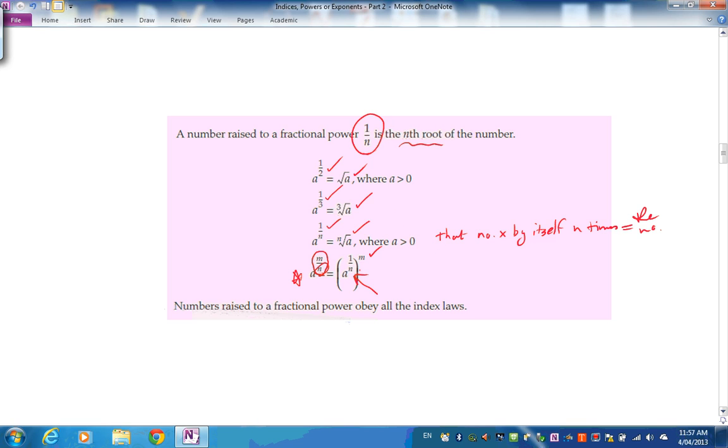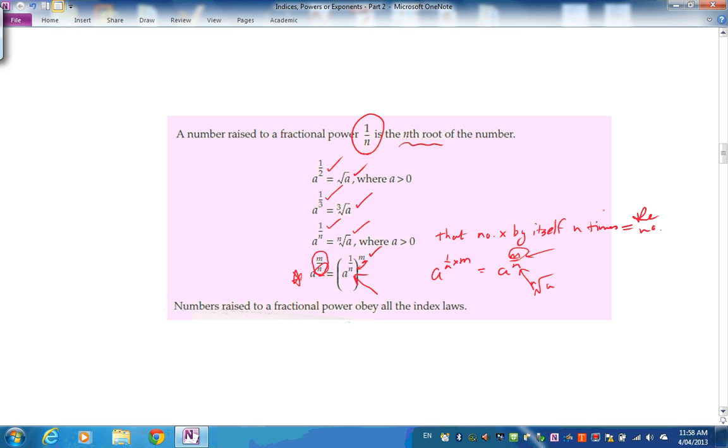Do you want to check that? A power raised to a power, you multiply the powers together. So yes, it does give you that combo power m on n. So a fraction like this means you take the root of the number, the nth root of a, and then you raise it to the m.